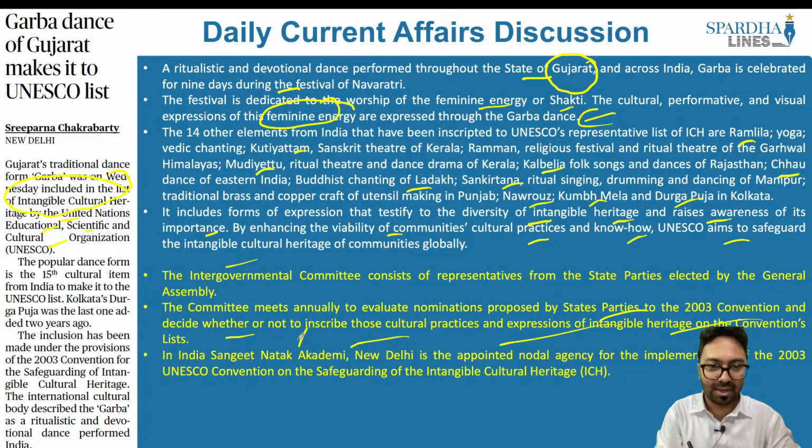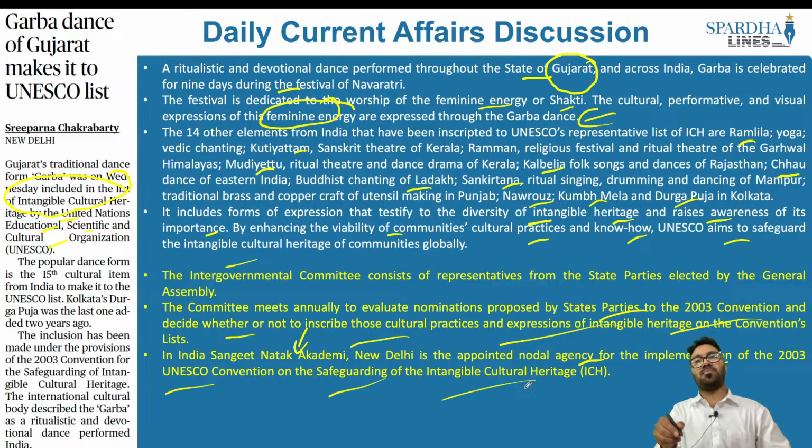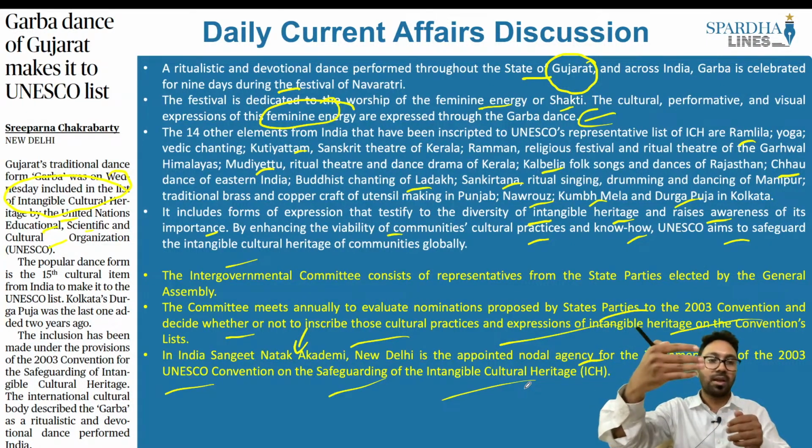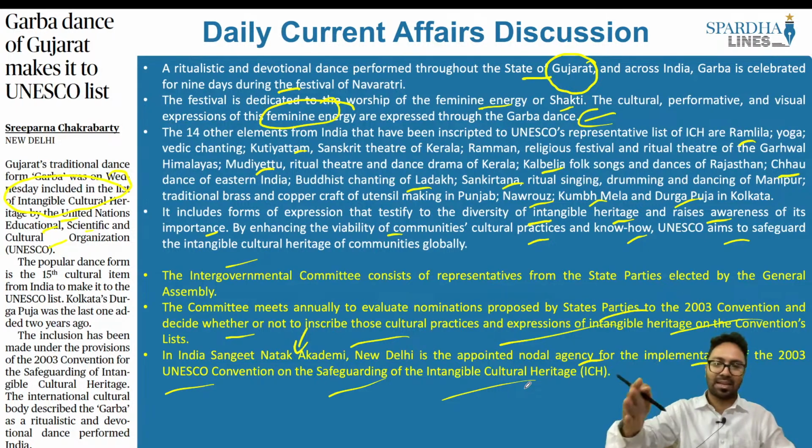In India, Sangeet Natak Academy, New Delhi is appointed nodal agency for the implementation of the 2003 UNESCO Convention on safeguarding of the intangible cultural heritage. So only in India, it is the Sangeet Natak Academy which will decide the name. States can make the proposal, and when this proposal is selected by the Sangeet Natak Academy, only then it will be submitted to the UNESCO, and if the UNESCO selects it, ultimately it will be added into this list. These are some of the important pointers from the preliminary examination point of view.